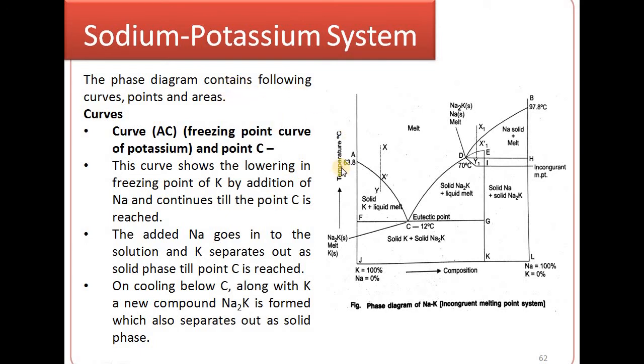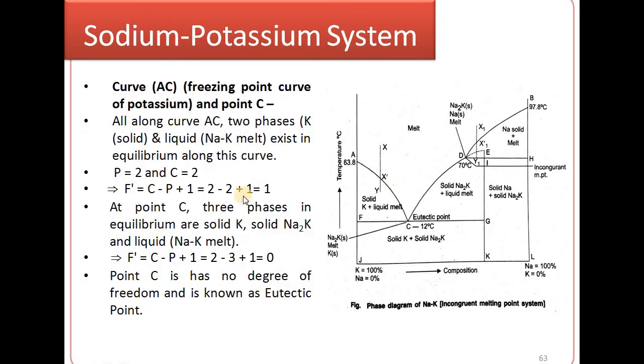Now the phase diagram contains the following curves and points, as we have already discussed in general diagrams. Curve AC is the freezing point curve of potassium, to which we are adding different amounts of sodium. So this curve shows the lowering in the freezing point of potassium by addition of sodium, and it continues till point C is reached. The added Na goes into the solution and potassium keeps separating out till point C is reached. On cooling below C, along with potassium, a new compound will also start to form, that is Na2K. This we have already discussed in general phase diagrams.